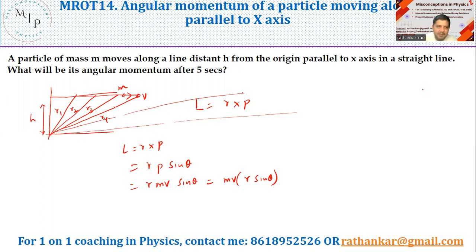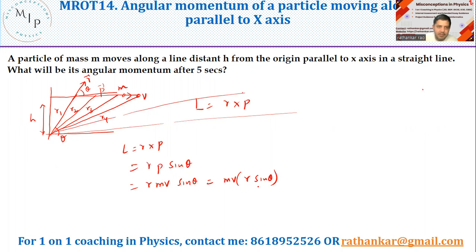Now let us understand from the geometry what is r sine theta. Now what is theta? Theta is this angle. How do I know this is this angle? Because you see, this is my momentum vector p. This is my position vector r. Okay, this is the angle theta. So therefore, this angle theta is the same as what you get over here, corresponding angles.